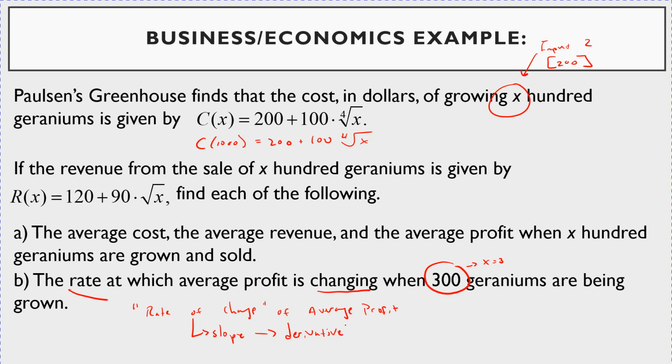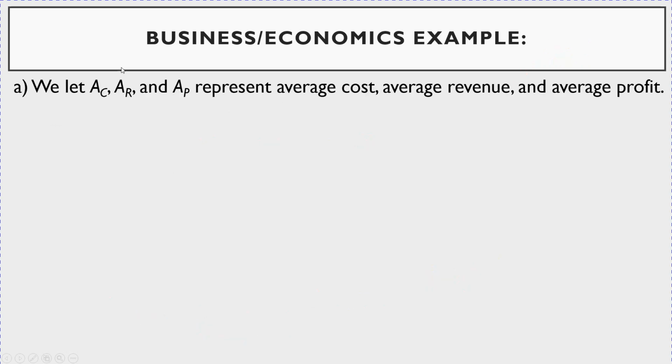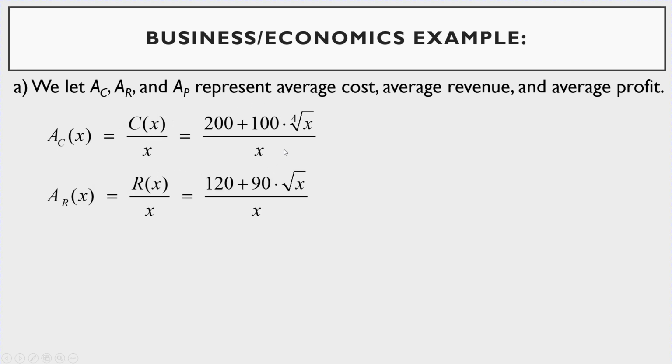So that's where the calculus comes in here, because we want to find the rate at which the average profit is changing. First off, we need to find average cost and average revenue, and that'll help get us to average profit. We're going to denote these: A sub C is the average cost, A sub R is the average revenue, and A sub P is the average profit. Average cost, you're just going to take the cost function, which was given, and divide it by x, for x geraniums. It's the same with average revenue: you take the revenue function that was given and divide it by x.